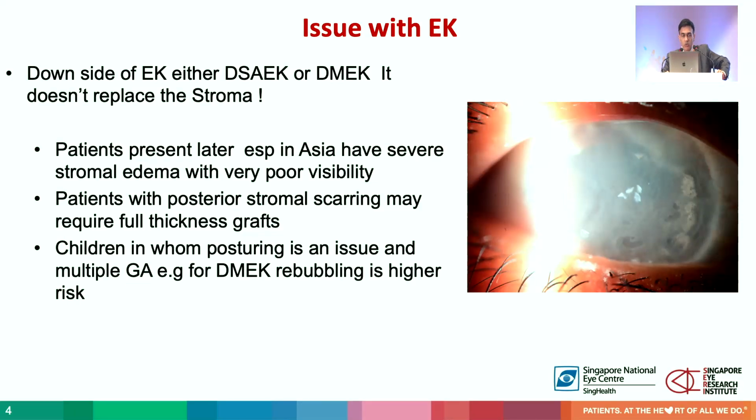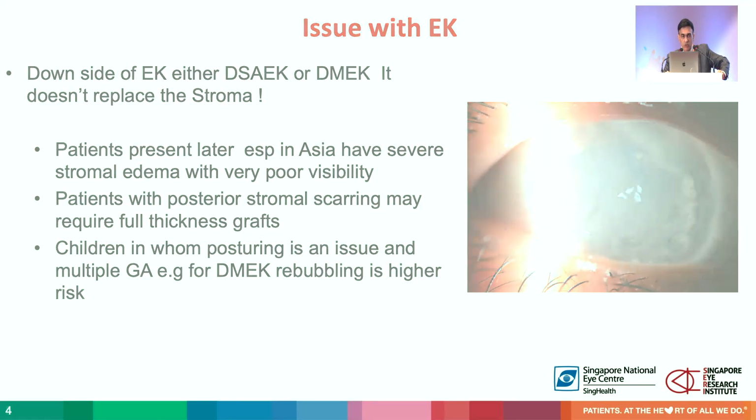And of course, when you have severe stromal edema, it can give very poor visibility for doing any form of EK surgery. Some patients may present with more severe scarring that goes all the way down to the posterior part of the stroma, so then you may think that we need to do a full thickness graft as well. And of course, in children, when there are issues with posturing postoperatively, that may require multiple GAs. If you have to do rebubbling for your DMEK, then of course this can be an issue when we're planning for surgical procedures in the future as well.